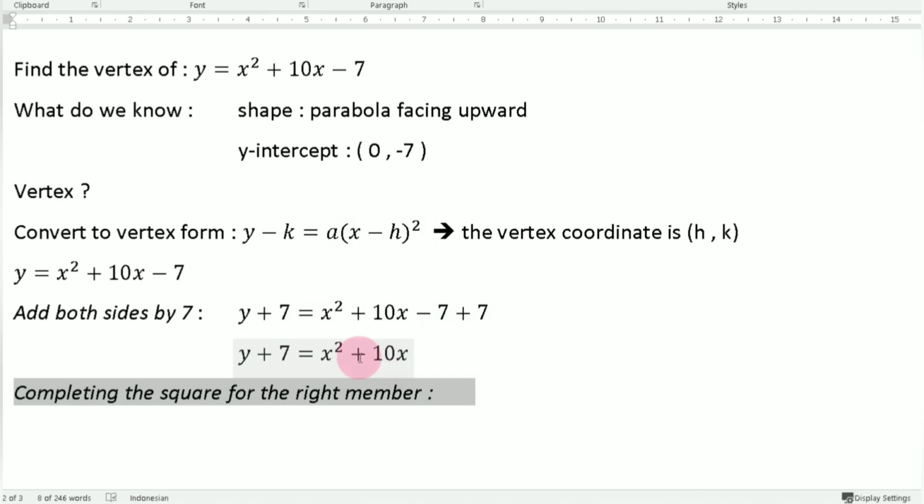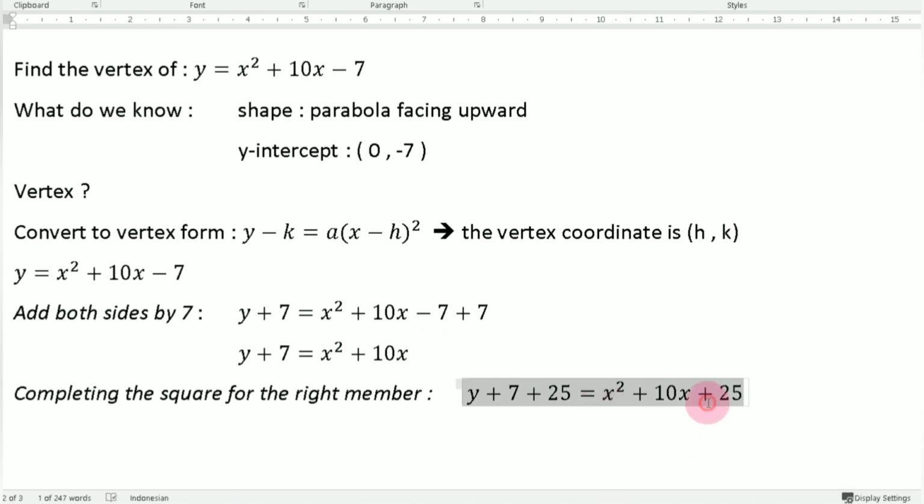So let's complete the square on the right member. We are missing the last term, the third term. If we want to make this into a square of this form, we add something on the right member. But because we add something on the right member, we also have to add the same thing on the left member. So we add 25. Why? The objective is to make this a complete square. Since we are adding 25 to both sides, this will be the result on the left member. And the right member, since this will be equal to (x plus 5) squared, then we have the final vertex form.